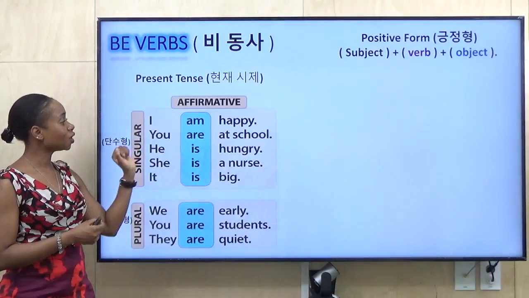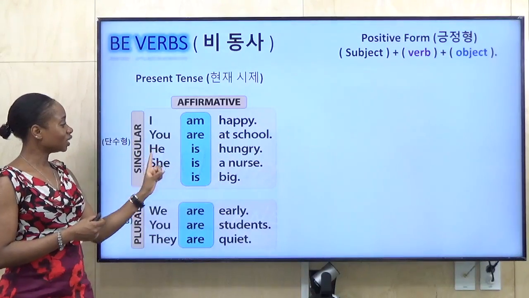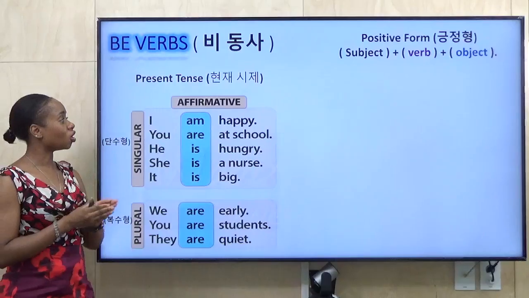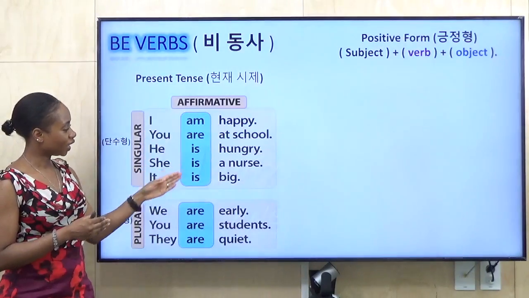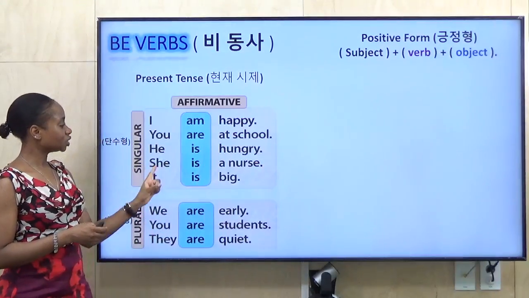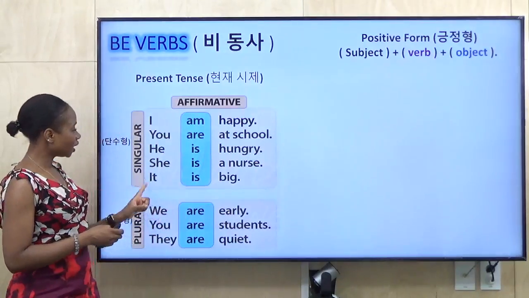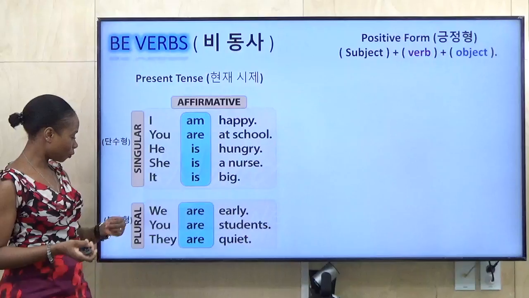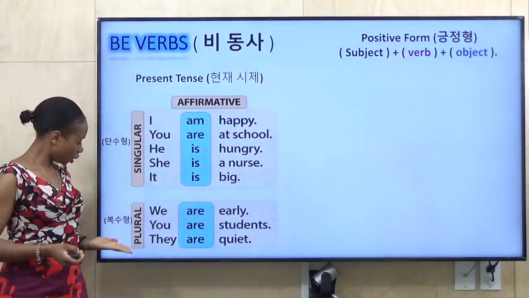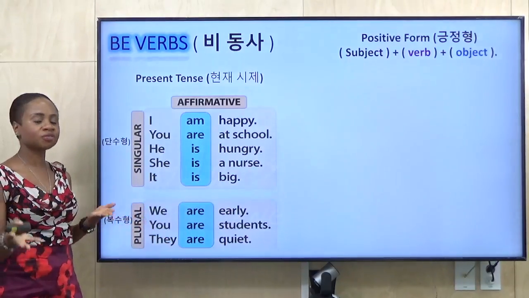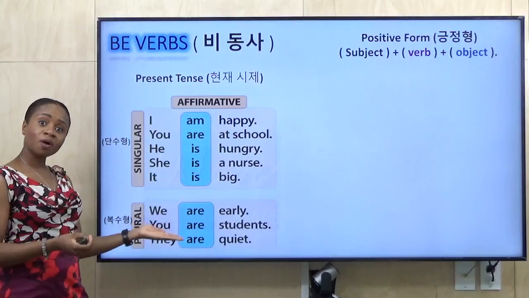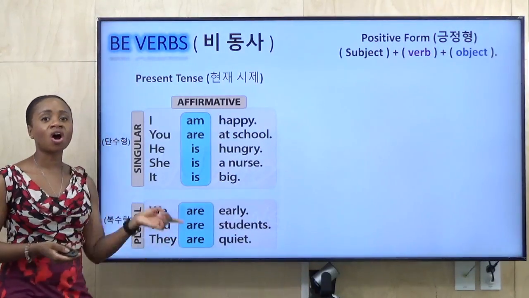Okay, so I am, you are, he, she, or it always get is. And our be verbs are am, are, is. So he is hungry, she is a nurse, it is big. Okay, let's look at the plural. Singular means one, and plural is many, 2, 3, 4, 5, and 6. We are early. You are students, or they are quiet.